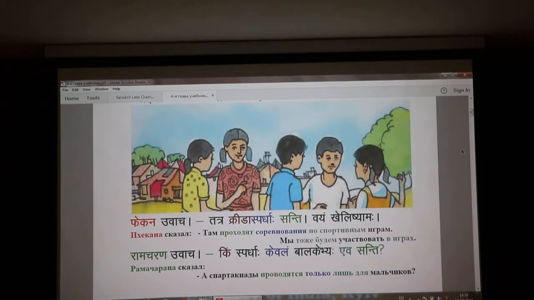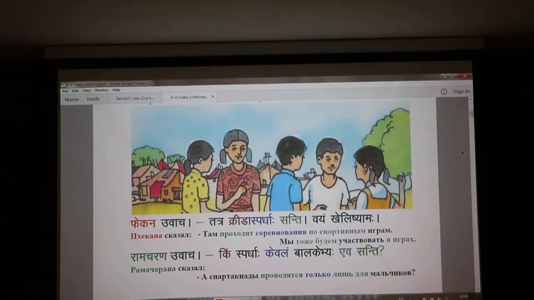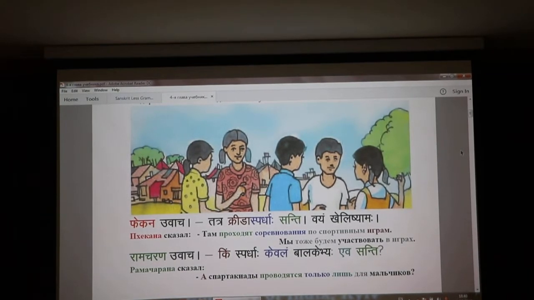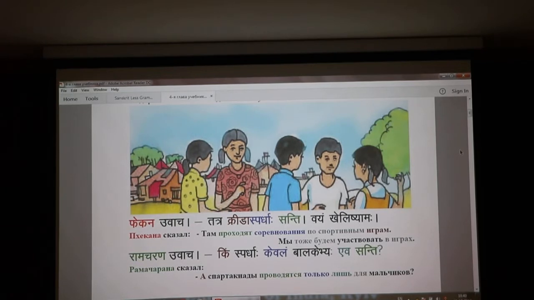Next sentence you read. Ramacharana uvacha. Kim spardhaha kevalam balakebhyaha eva santi. Repeat this sentence once again. Correct. Now you pronounce correctly. Balakebhya. Wherever the A is there, you have to give stress.